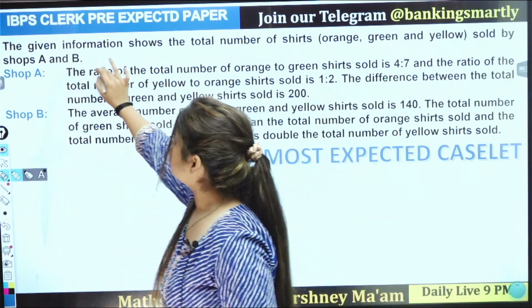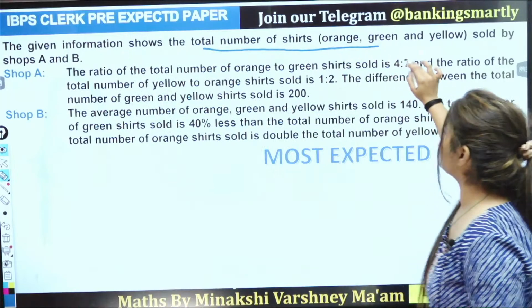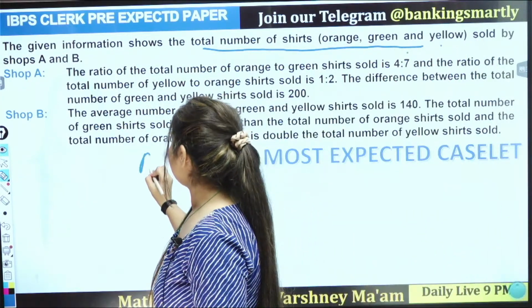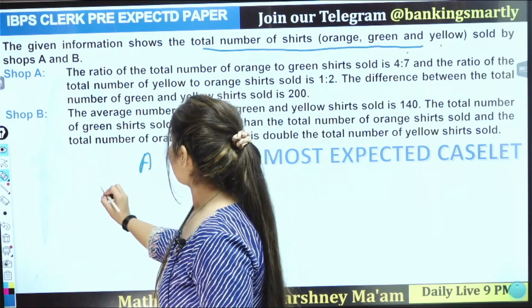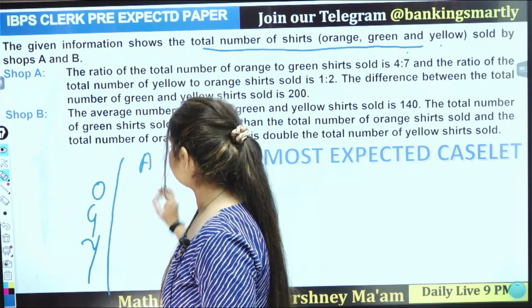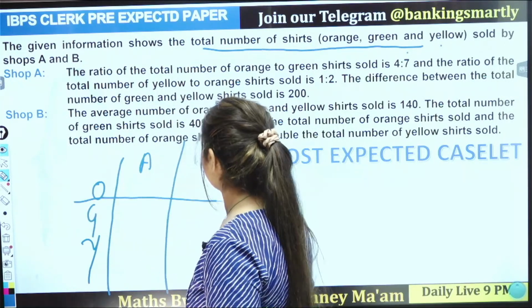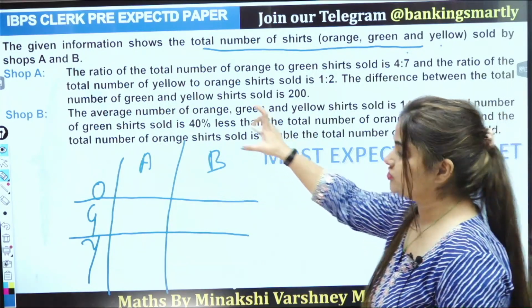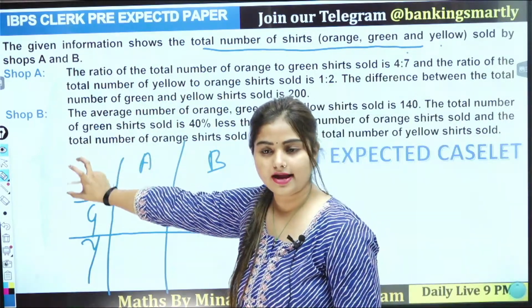What we have here, the given information shows the total number of shirts, orange, green and yellow in shop A and B. So we can make a table here for A and B, with orange, green and yellow. 3 types of shirts are there. Now, for shop A and for B, they are giving different data.